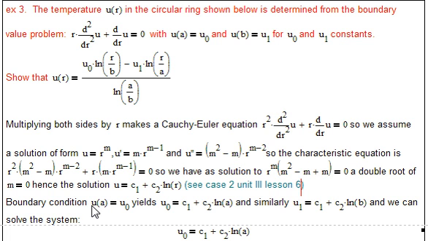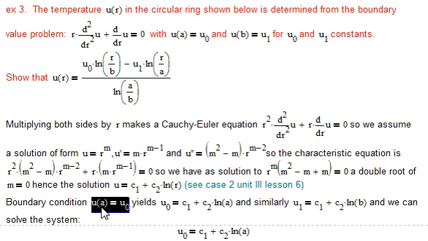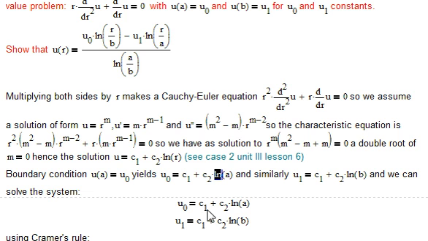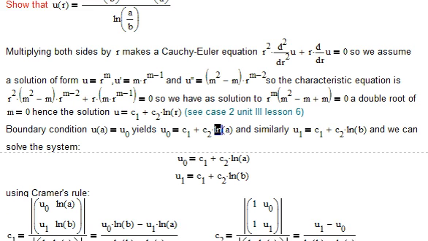So, boundary condition: when r equals a, u is u sub 0. What does that mean? Well, when r equals a, this is ln of a, and this is u0. So u0 equals c1 plus c2 times ln of a. Similarly, for our other condition, u1 equals c1 plus c2 times ln of b, and we can now solve this system, u0 equals c1 plus c2 ln of a, and u1 equals c1 plus c2 ln of b, using Cramer's rule. We're trying to find c1 and c2, of course.